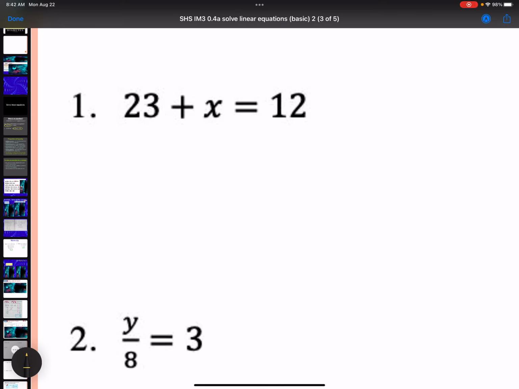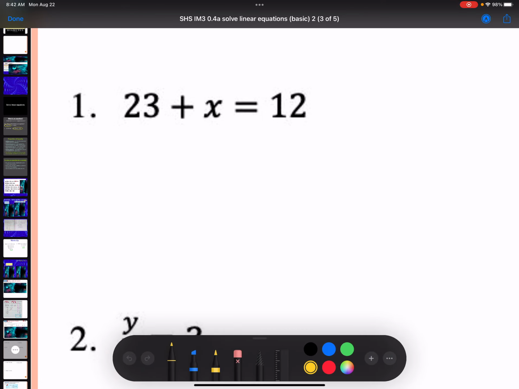All right, let's go over these couple of linear equation problems. We talked about drawing a river. You don't have to cry about it. Did you get it? No one?